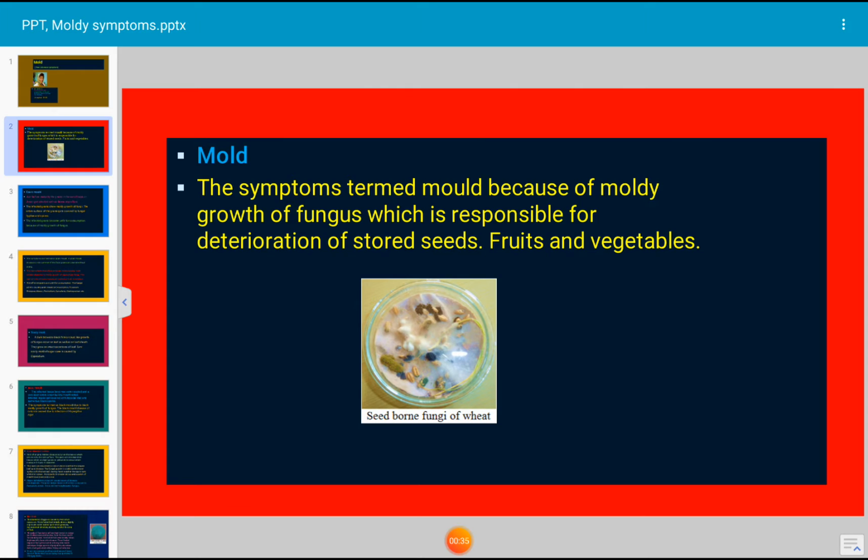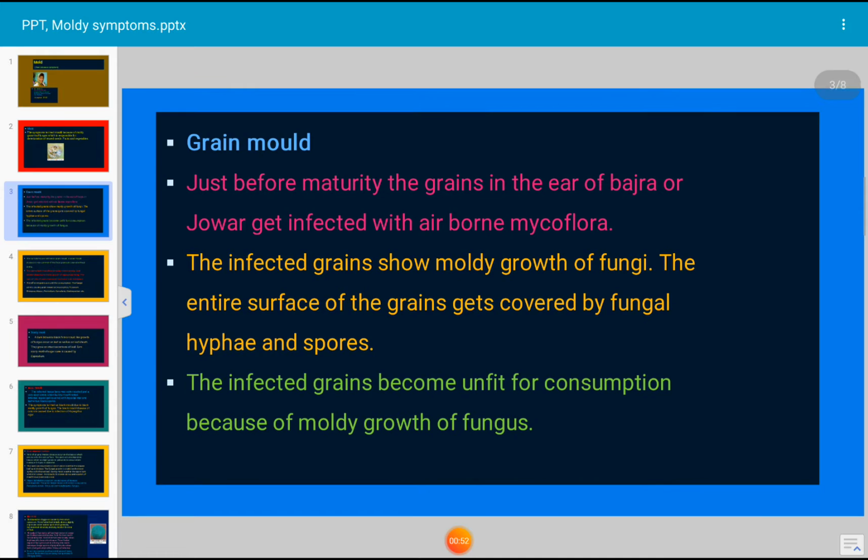The photograph is shown. The seed-borne fungi of wheat are shown in the photograph, and all the moldy fungi, different types of fungi, have grown on the seed surface. Such type of growth of fungus is moldy growth of fungus. Grain mold.